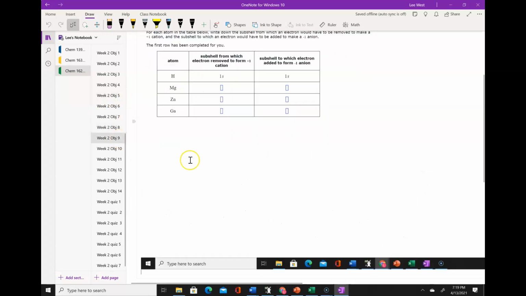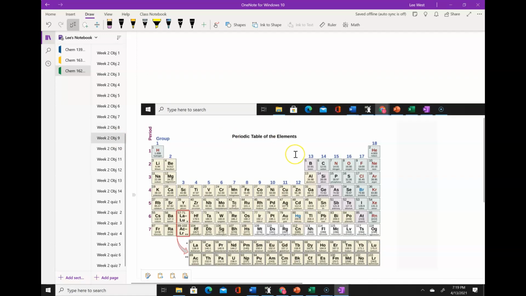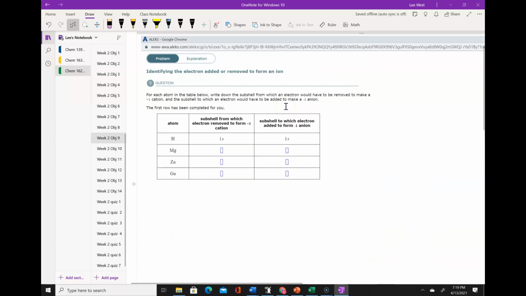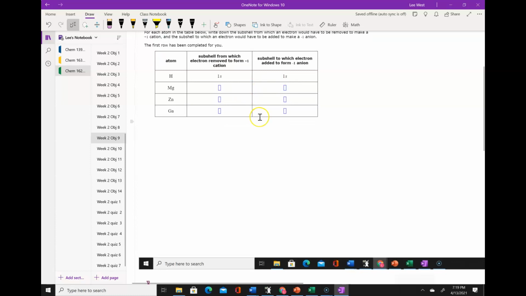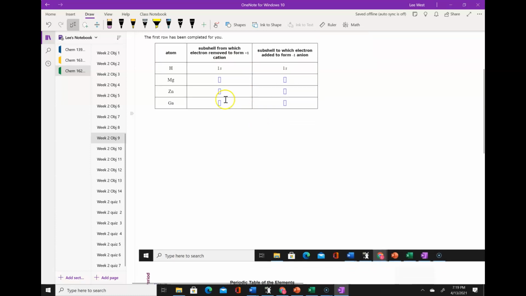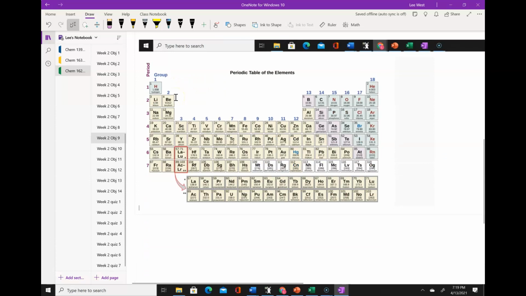Okay, question 9. Oh, it looks like it's the same, doesn't it? Right? But it's probably going to be a slightly different set of atoms. Subshell from which the electron is removed, subshell to which the electron is added. So I'm going to speed this up a little bit. We've got magnesium, zinc, and gallium.